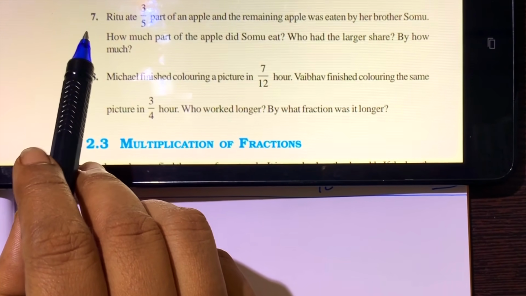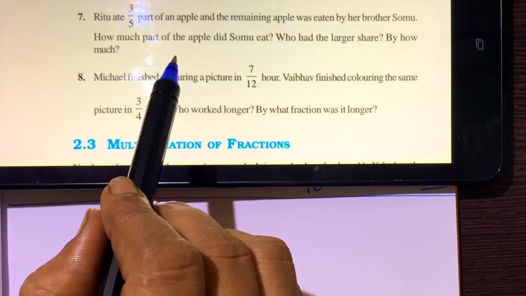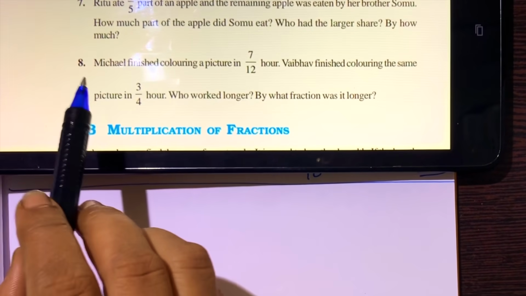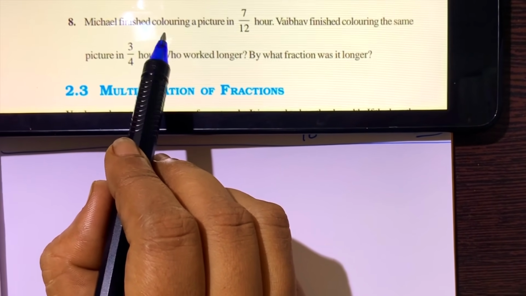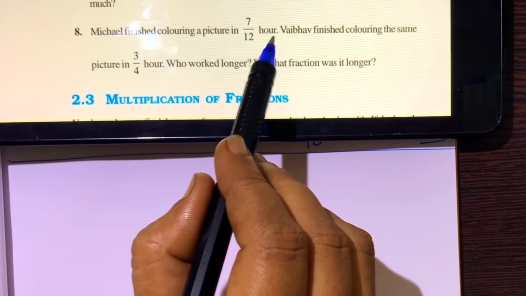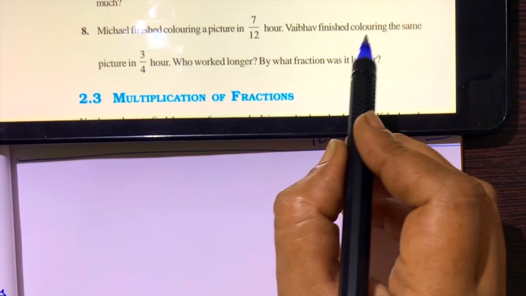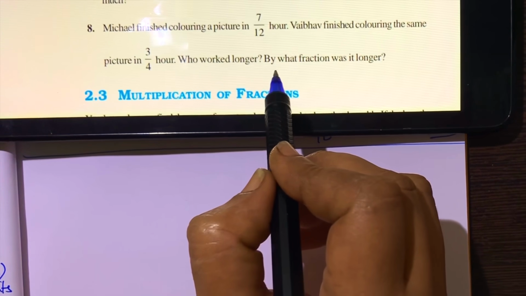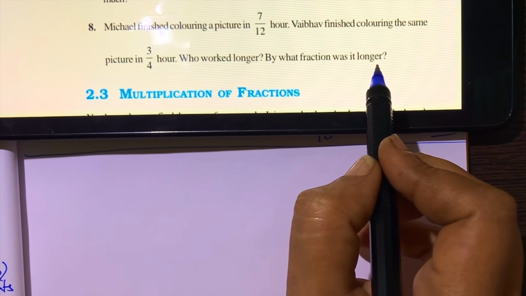Now seventh sum. Children, the seventh sum is also based on subtraction only. You can try. I will do the eighth sum for you. Michael finished coloring a picture in 7/12 hour. Vaibhav finished coloring the same picture in 3/4 hour. Who worked longer? By what fraction was it longer?